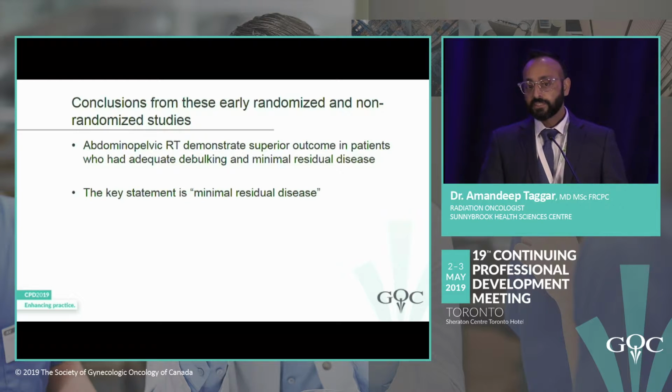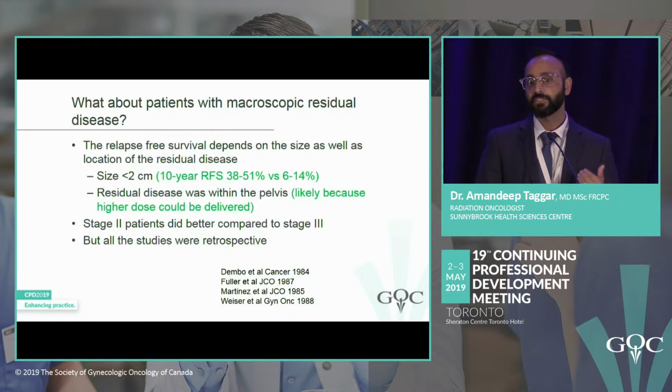So what was concluded in the 70s was that certainly abdominopelvic radiotherapy does demonstrate some superior outcome measure, regardless of what you want to take it. Is it just the relapse-free survival or overall survival or the disease control? Especially in patients who've had adequate debulking, and the key point they made was minimal residual disease. So they didn't really talk about patients who had some macroscopic disease. There's no randomized data to suggest what patients do if there's macroscopic disease.